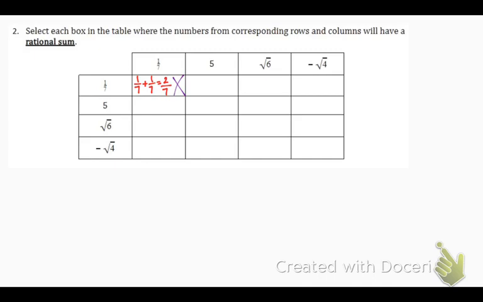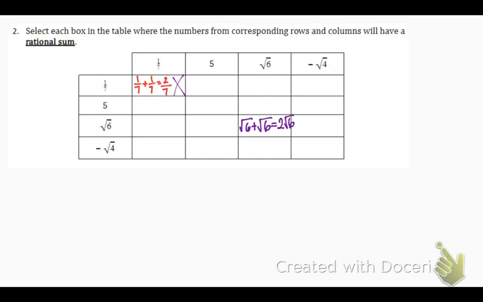How about this one? How about the square root of 6 plus the square root of 6? Should I check this box? Yes or no? The square root of 6 plus the square root of 6 is 2 square root of 6. And since I cannot simplify that, the square root of 6 does not have anything that is able to be simplified. Because this answer has a radical in it that is not able to be simplified, it is considered irrational. And since it is irrational, I will not check that box.